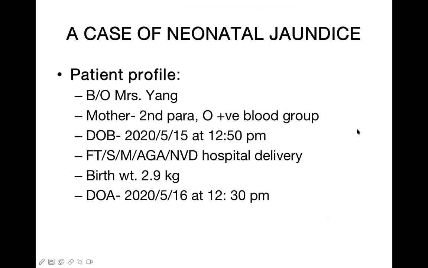Appropriate for gestational age means the weight at the time of birth is between the 10th percentile and the 90th percentile. If any weight falls within this range, then we call it appropriate for gestational age. And NVD is normal vaginal delivery, which is delivered in the hospital. This is the way we write the diagnosis of the newborn at the time of birth. So you have to make a practice of this.